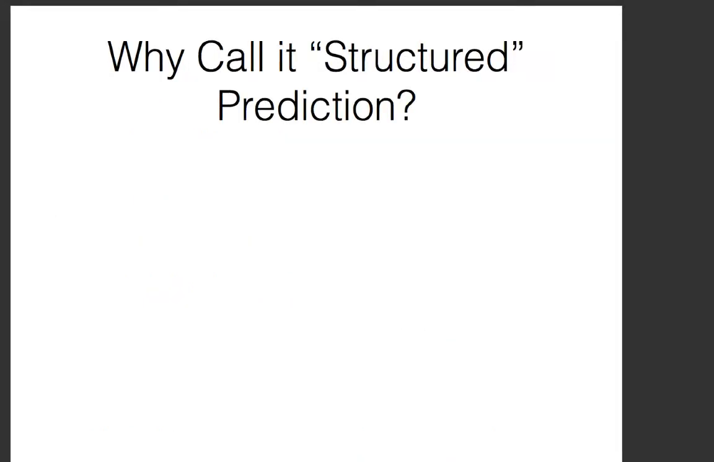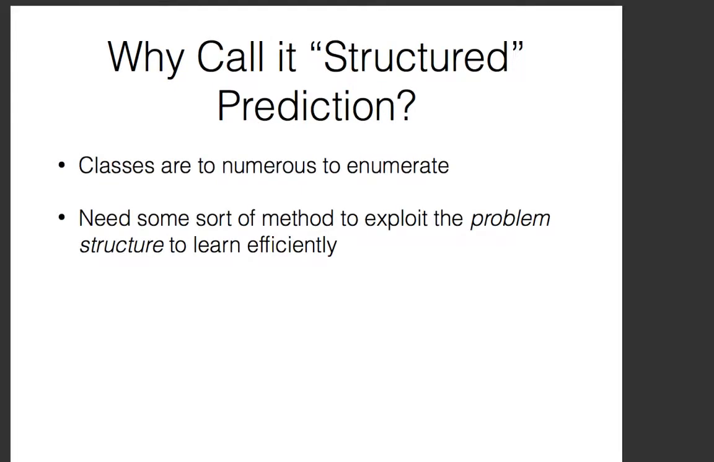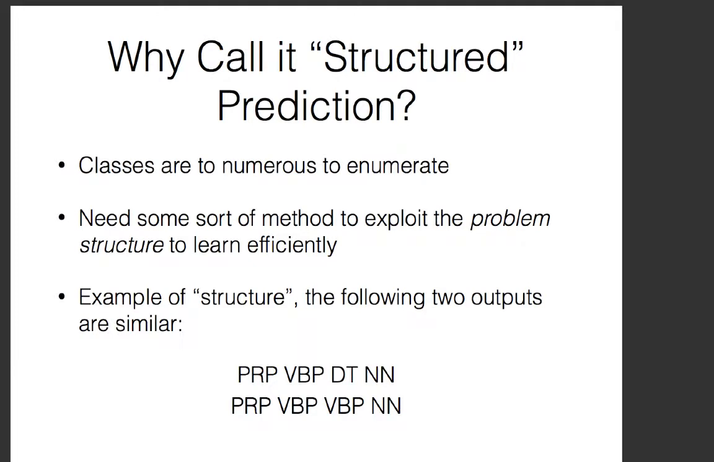So this is called structured prediction. It's not called exponential class prediction or something like that. So why do we call it structured prediction? Basically the reason is the classes are too numerous to enumerate. So we need some method to exploit the problem structure so that we can enumerate these effectively. An example of this is that these two outputs are very, very similar. They only differ in one class. So the way we would predict these would be similar.